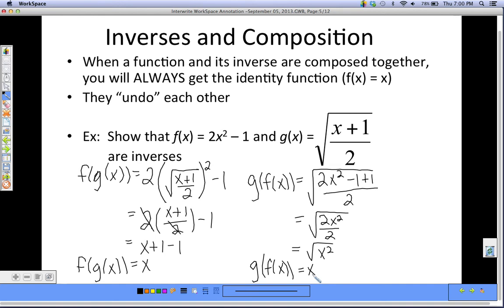So, are these functions? Yes. Oh, sorry, inverses. Yes, they are, because when they were both composed together, they gave us x. Okay, so verifying is the easy part. But now we've got to know a couple of ways of how to find an inverse.